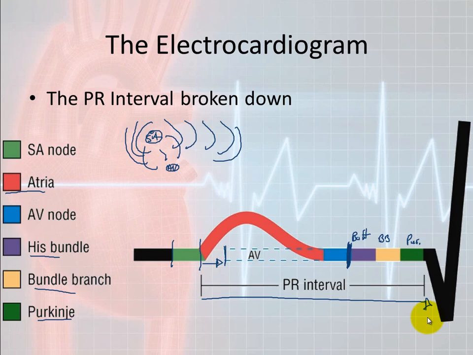So you can see if it's taking longer than 0.20 second for the signal to get down to the Purkinje network, there's a delay somewhere in here. At the same time, if you understand that the minimum time that it should take is 0.12 second, this is why it should not take less than 0.12 second for that signal to go down there, because it has all of this stuff here that has to occur before it can depolarize the ventricles.